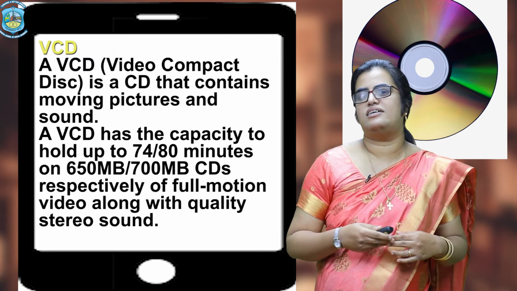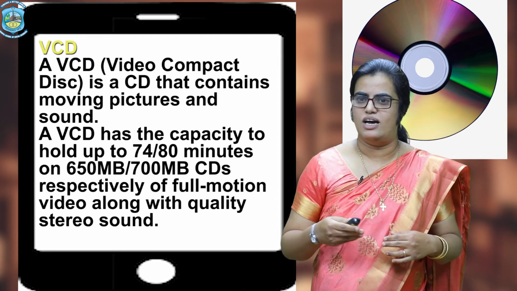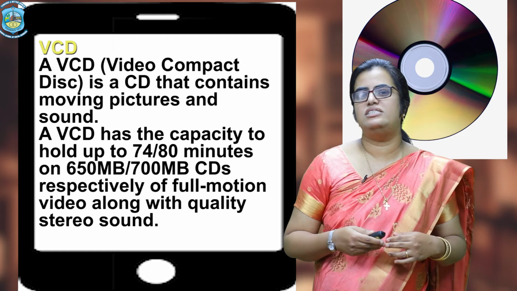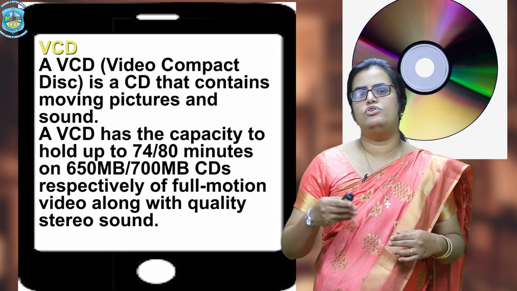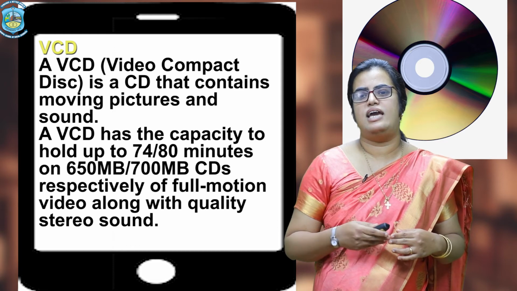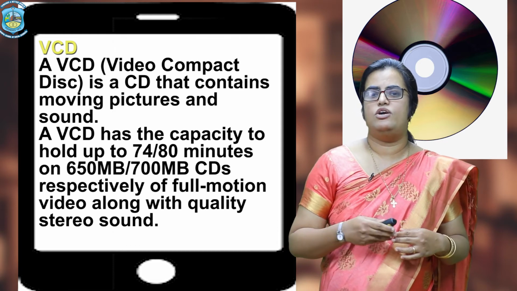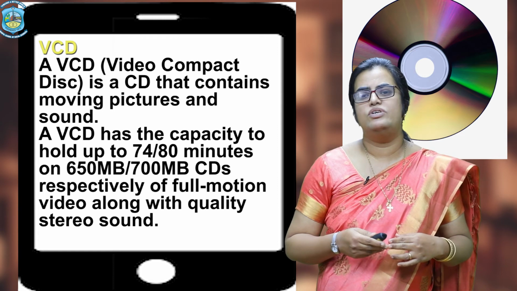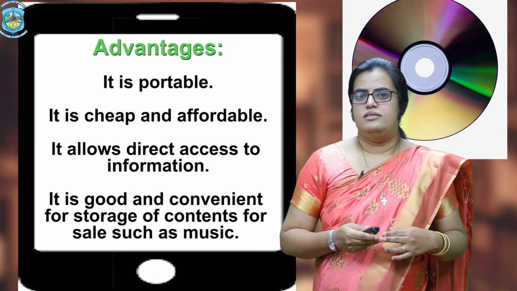VCD. A VCD is a video compact disc. It is a CD that contains moving pictures and sound. A VCD has the capacity to hold up to 74 to 80 minutes on 650 MB to 700 MB CDs respectively of full motion video along with quality stereo sound.